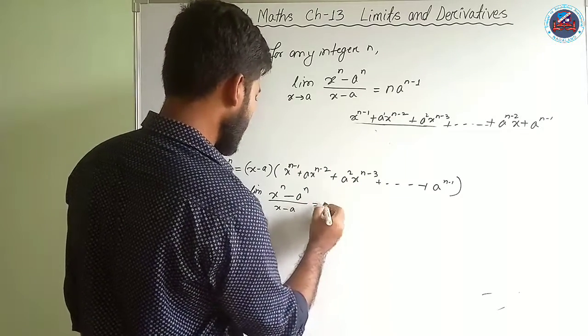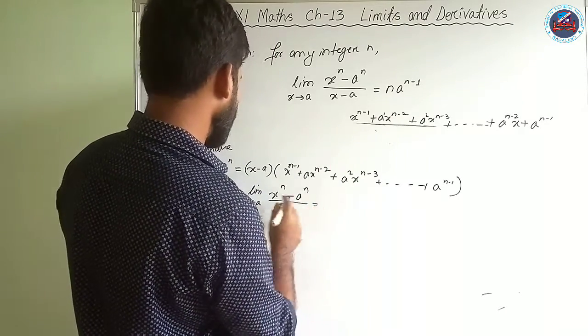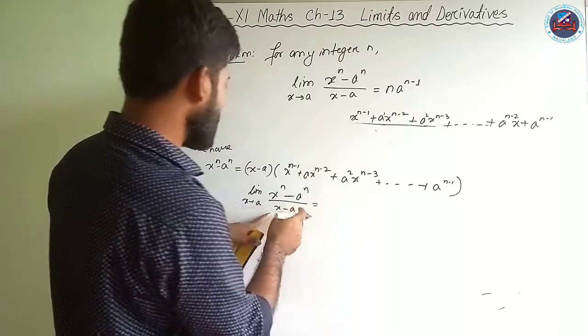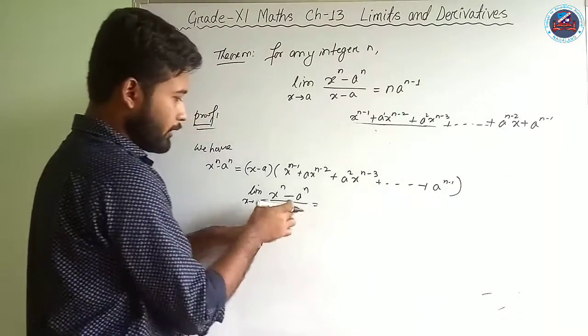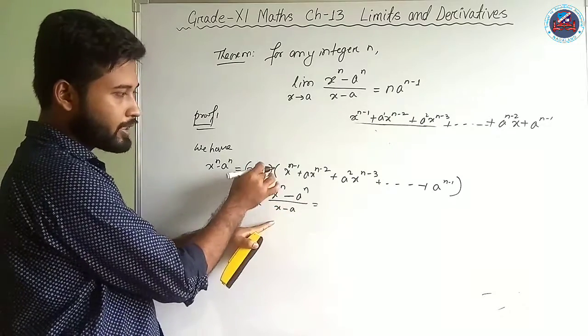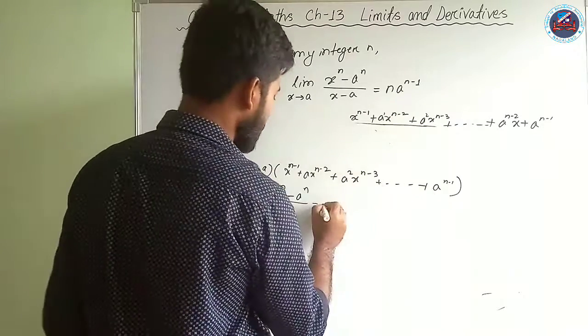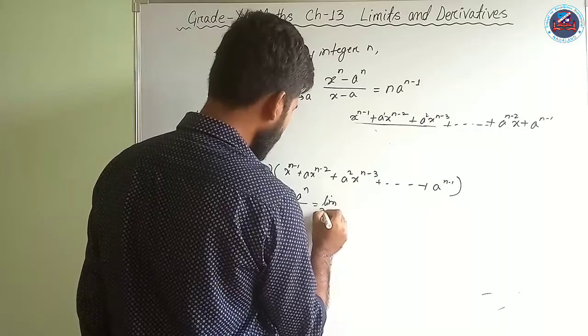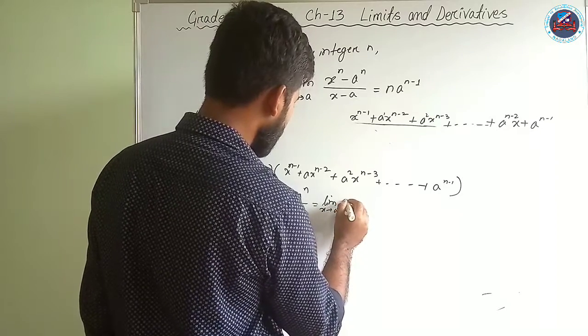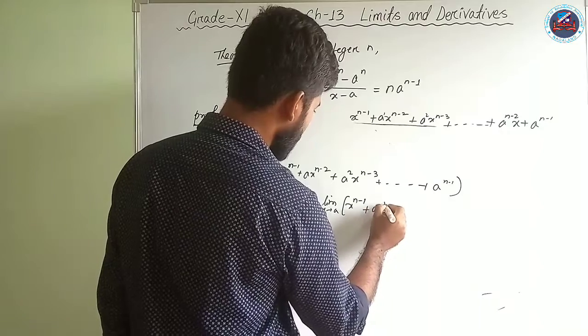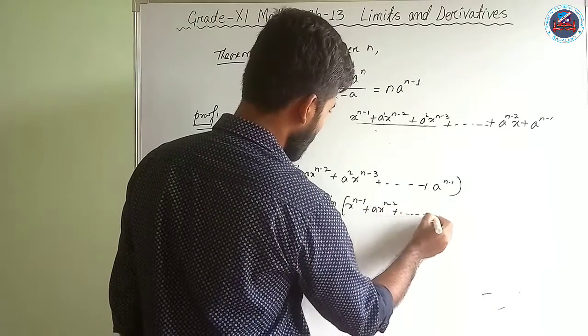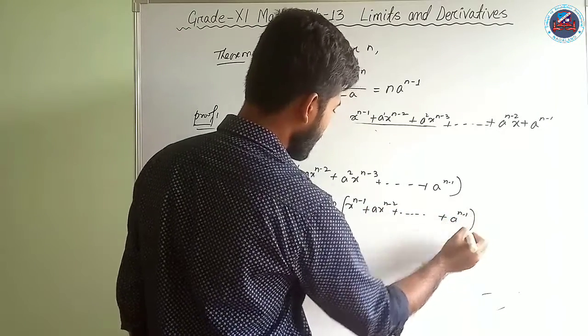So this is equal to, I can write in place of this, because x to the power n minus a to the power n is this whole term. Now if I divide it by x minus a, this will get cancelled, so we shall be remaining with this part only. So this will be equal to limit x tends to a, x to the power n minus 1 plus x to the power n minus 2, and so on till a to the power n minus 1.